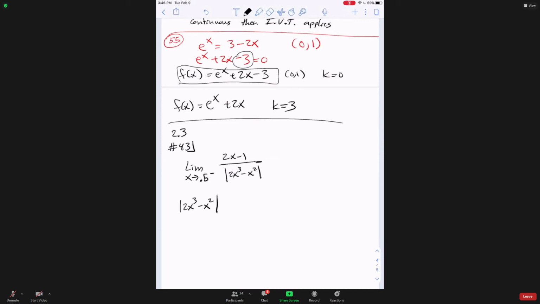All right, so here's what we're going to do. I'm going to factor out an x squared. Now, the absolute value of x squared is just x squared because it's positive. So then we still have an absolute value of 2x minus 1. Well, let's worry about that. The absolute value of 2x minus 1 will be equal to 2x minus 1 if 2x minus 1 is greater than or equal to 0, or the opposite of 2x minus 1 if 2x minus 1 is less than 0.